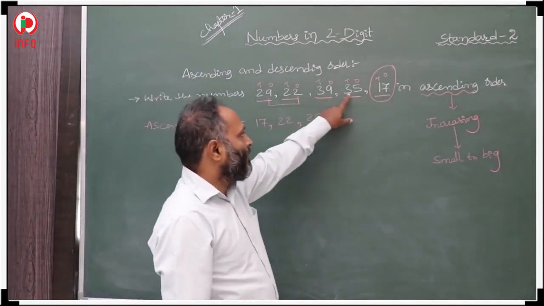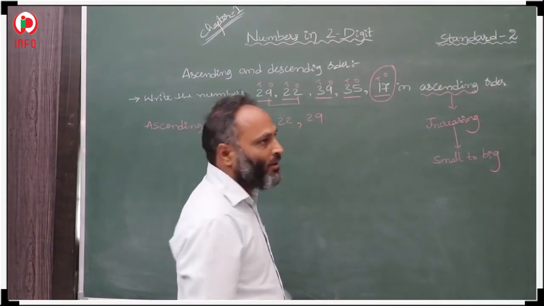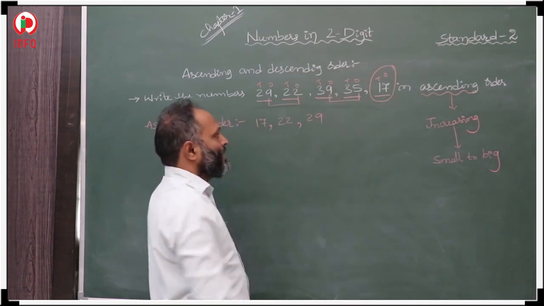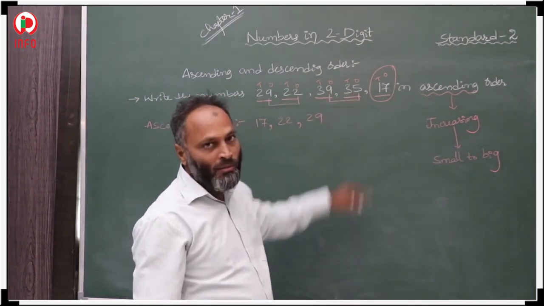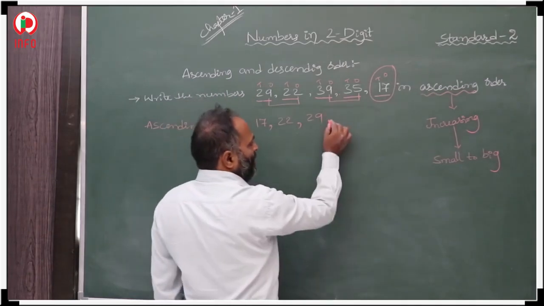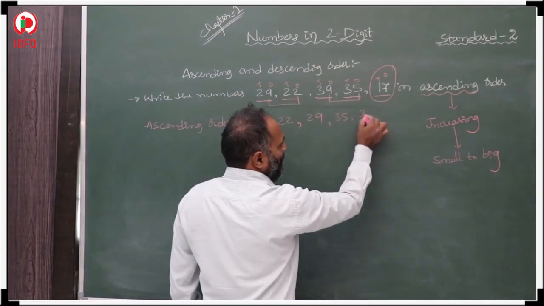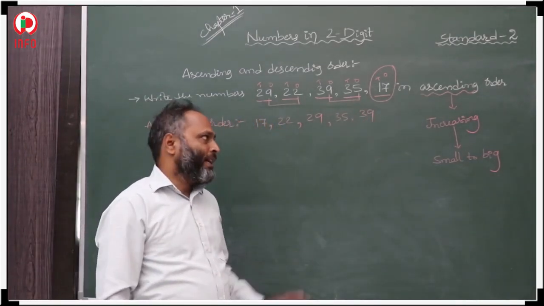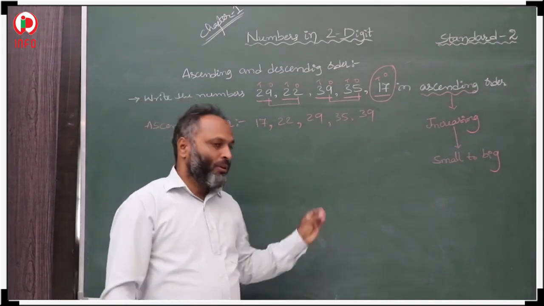Now we go for 3, 3. Whatever is there in tens place 3, we have to decide which one is smaller. For that we go for the ones place. In ones place here 9 is there and here 5 is there. 5 is the smaller number, so we take that first, and 9 is bigger, so 35 and 39. In this order we arrange in ascending order. Ascending means increasing order, from small to big.